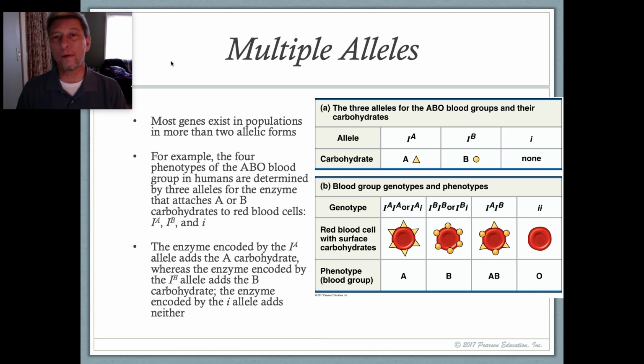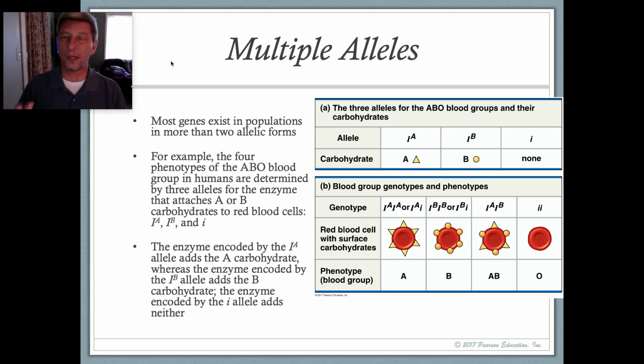There are four phenotypes, all right? I don't know if you know your blood type. If you gave blood at the blood drive last month or the month before, you may now know what your blood type is. But blood types come in human beings in four major categories. You've got blood type A, blood type B, blood type AB, and blood type O. And these blood types are determined by combinations of three different alleles.